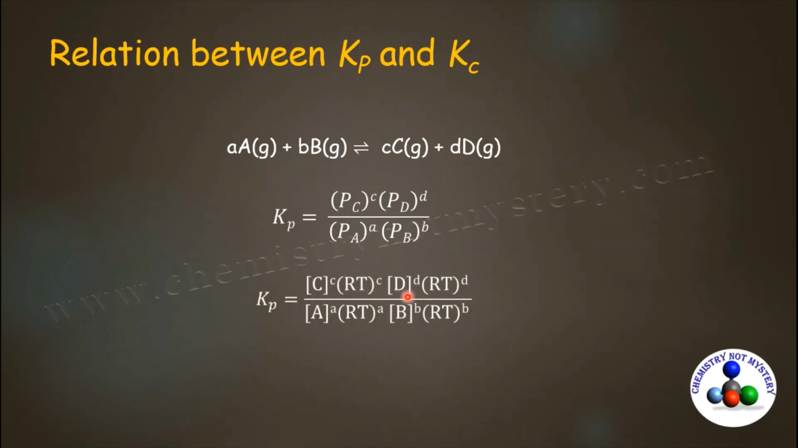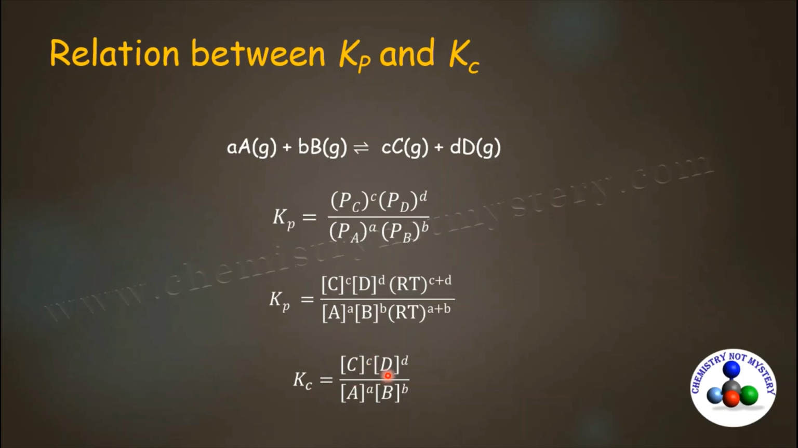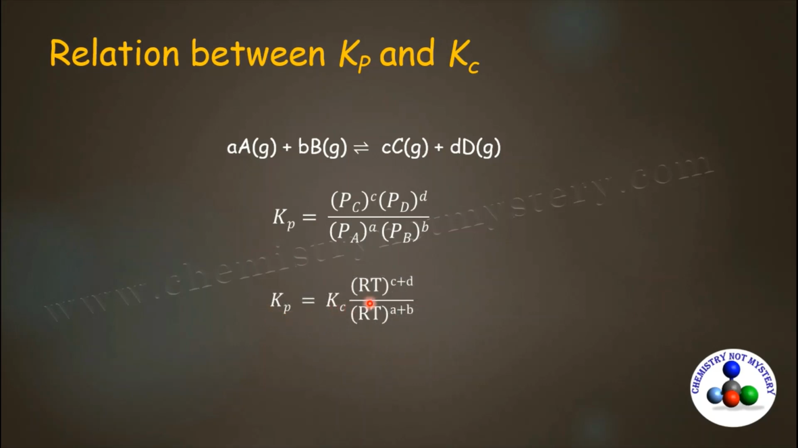Now write all the concentration terms together. So here you will get Kp is equal to concentration of C raised to c, D raised to d, multiplied by RT whole raised to power c plus d, divided by concentration of A raised to a multiplied by concentration of B raised to b multiplied by RT whole raised to a plus b. We have the equation Kc is equal to C raised to c multiplied by D raised to d divided by A raised to a multiplied by B raised to b. That means we can replace this term with Kc. So here you will get Kp is equal to Kc multiplied by RT whole raised to c plus d, divided by RT whole raised to a plus b.